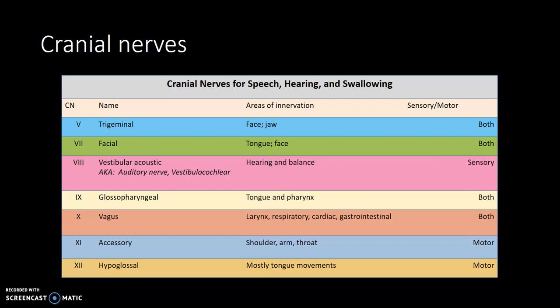Cranial nerve 9, or the glossopharyngeal nerve, helps with the sensation of the tongue. It also has taste in the back 1/3 of the tongue. And then again, it has that one muscle that it innervates for movement.